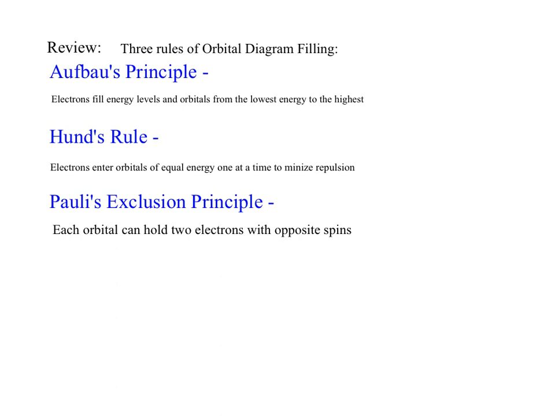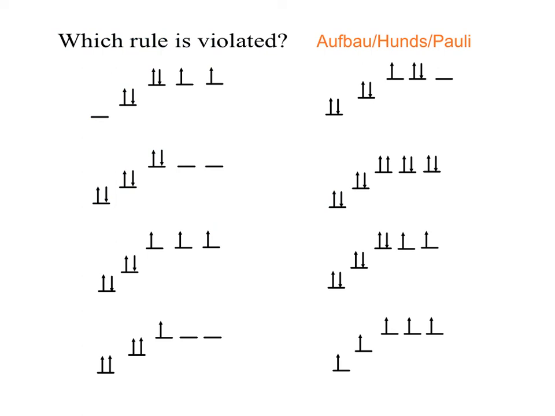Hund's rule: electrons enter orbitals of equal energy one at a time to minimize repulsion, up, up, up, down, down, down, or if it's D, up, up, up, up, up, then you go back and start partnering them up with downs. Lastly, Pauli's exclusion principle: every orbital can hold 2 electrons, but those 2 electrons need to have opposite spins. In other words, one up and then one down. Make sure you have a good understanding of these 3 rules. Another way we're going to test you on whether or not you understand these rules is we might give you some examples and ask you to identify which rule is broken.